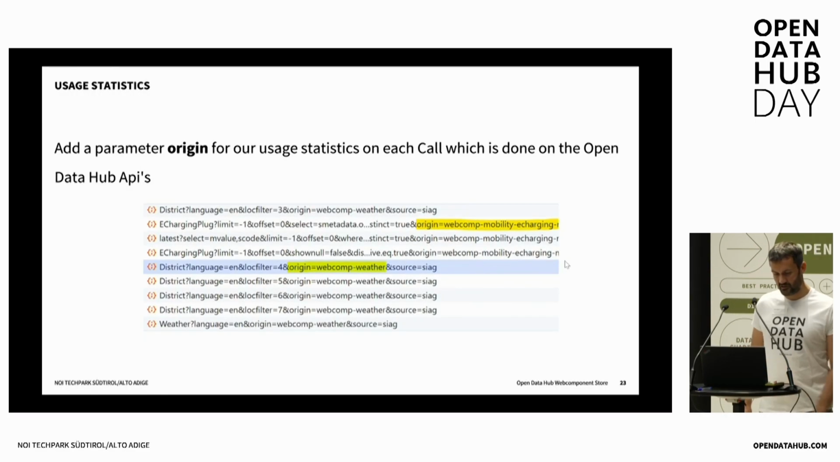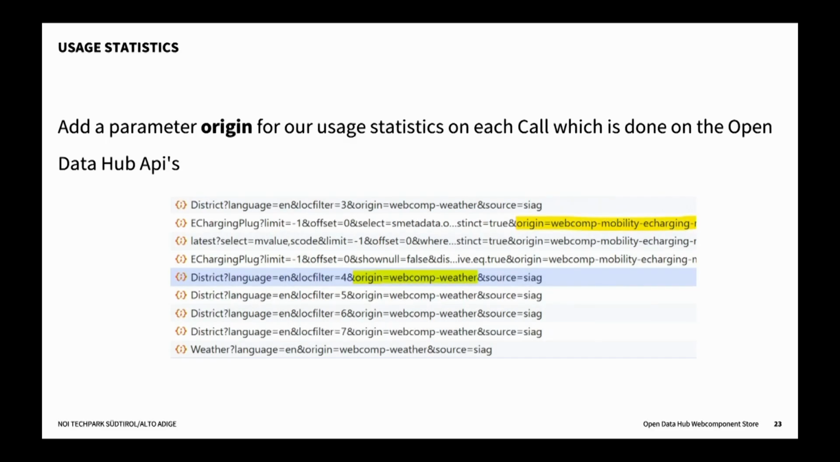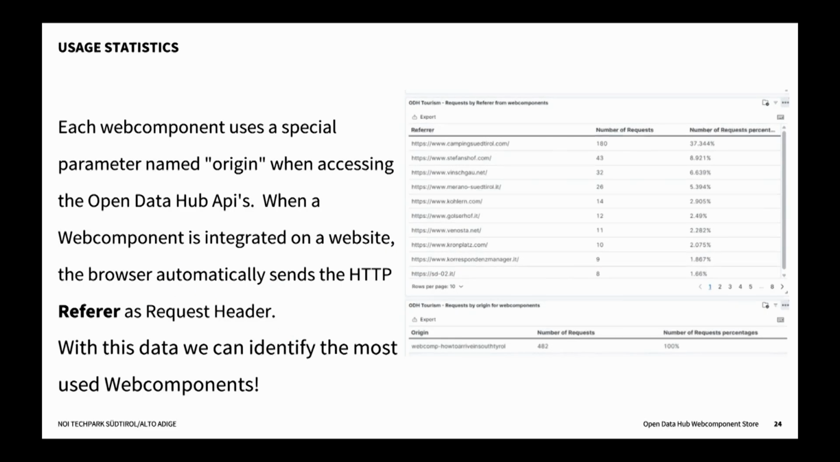The next chapter, the usage statistics. We have introduced a parameter called origin, and with this parameter we see which web component calls our APIs. So you see here origin web component mobility, origin web component weather. It's important to add this parameter because if a web component is integrated on a website, the website automatically sends the HTTP referrer as a header. And with this data, we can identify the most used web components.